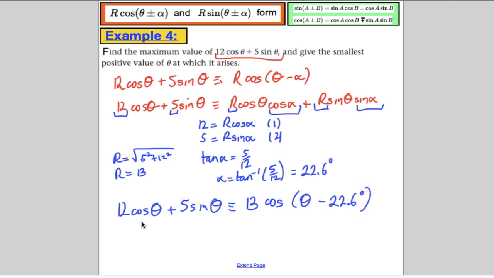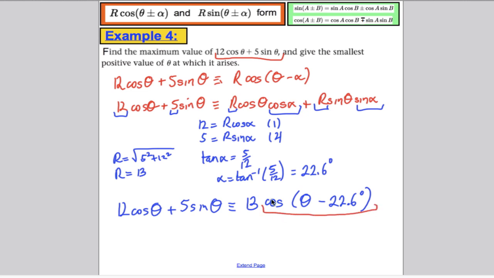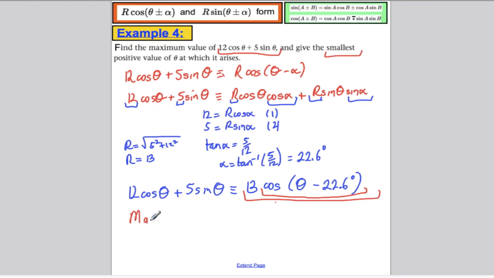Now, working out the maximum of this is hard because it's a combination of cos and sine, but that's the same thing as working out the maximum of this. And you know that a cos graph, no matter how it's shifted right or left, has a maximum value of 1. So this whole thing must have a maximum value of 13. The maximum value is therefore 13. When does that happen? Well, it happens when cos(theta minus 22.6 degrees) is equal to 1. We had better solve it for theta. It asks us for the smallest theta where that arises.